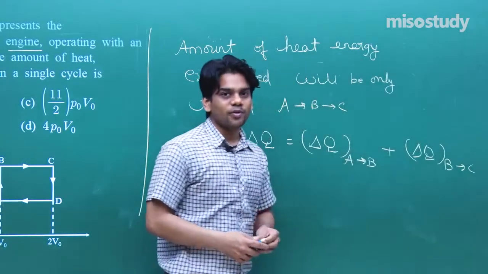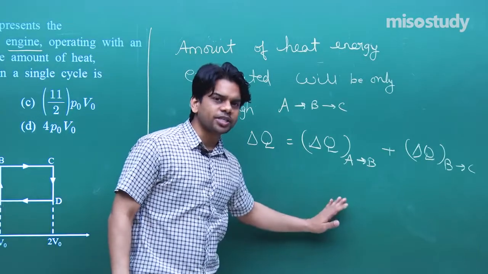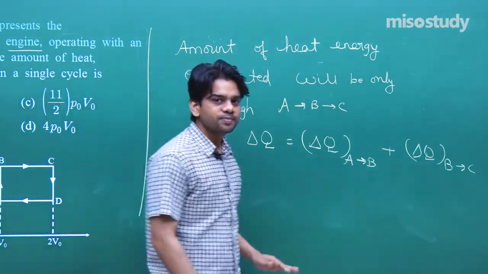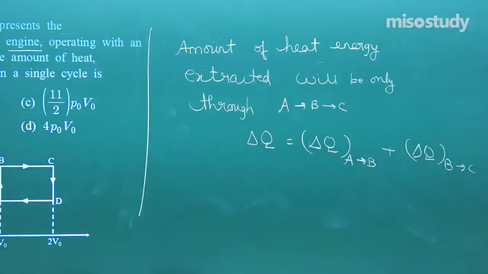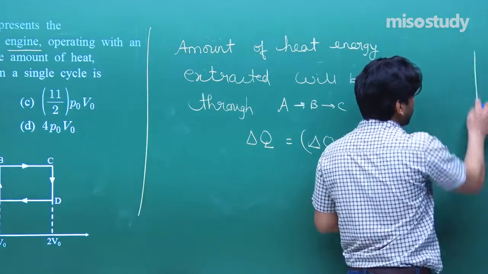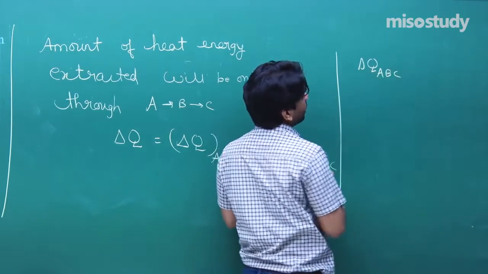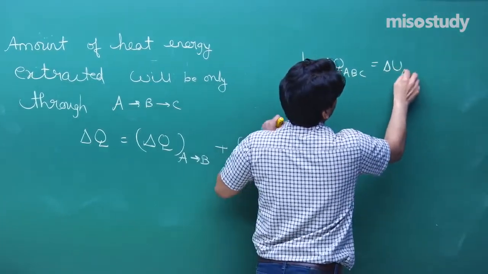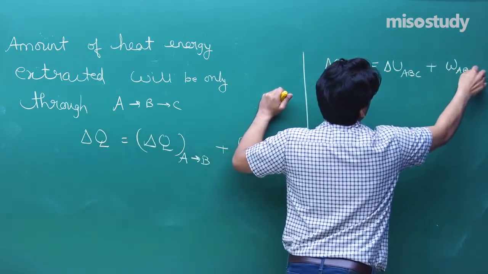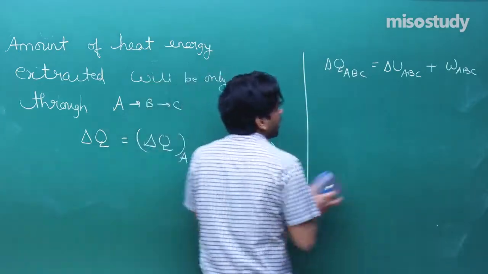Hope that you have understood this till here. So take note till here. Let me write the final equations relating to both these heat equations. Now clearly I can write the same thing in the other way also. I can write directly the delta Q from ABC process can be written as delta U in ABC process plus work done during the ABC cycle that has taken place.